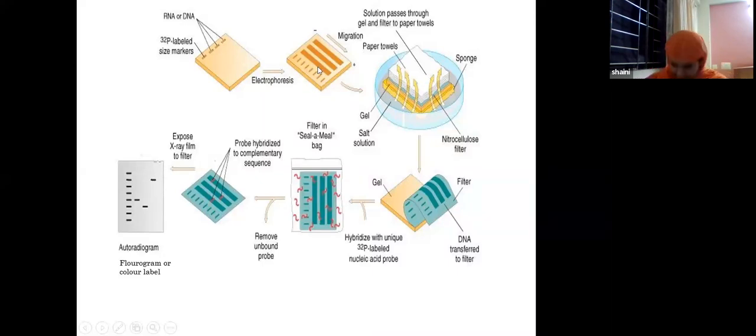Now, since this is an agar, we now have to transfer it to a membrane. Agar is not very suitable for testing. It is a semi-solid kind of thing, so it is not very suitable for testing. So, in order to do the testing, we usually transfer it to an insoluble membrane like nitrocellulose or nylon. Now, this is done in blotting techniques by keeping blotting papers on top of it.